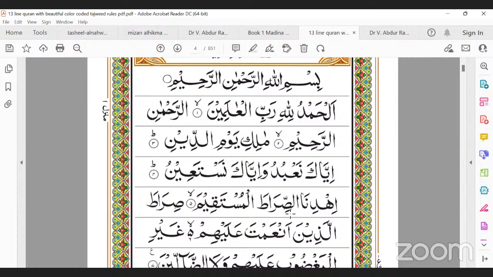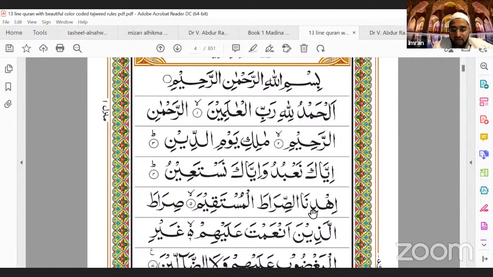Okay, finally, final point, I'll end on this. Now, I haven't taught you this, but I'll teach you. The word ihdina means guide us or keep us. This is a verb, an imperative order. Now, as-sirat al-mustaqim. As-sirat means the path. Which path? Al-mustaqim.